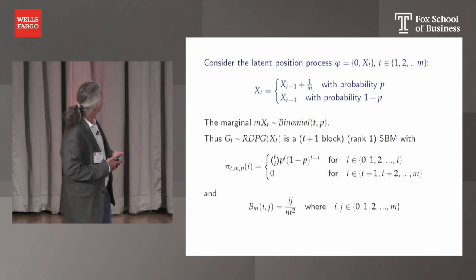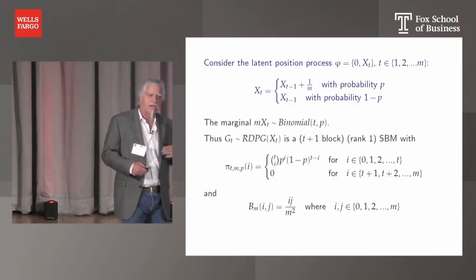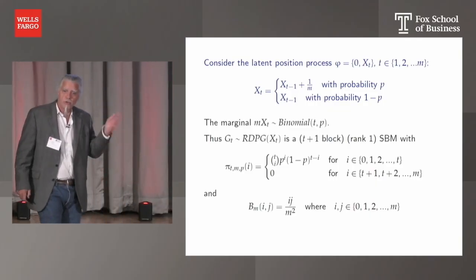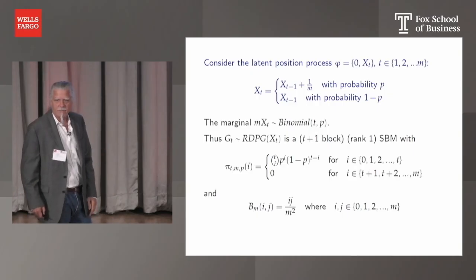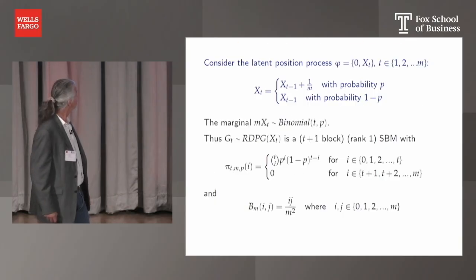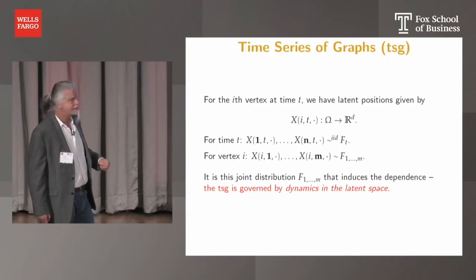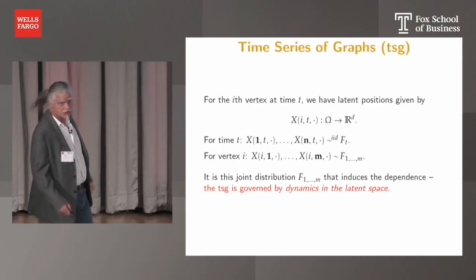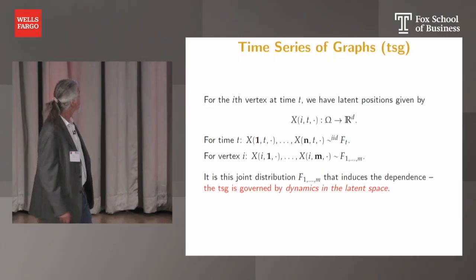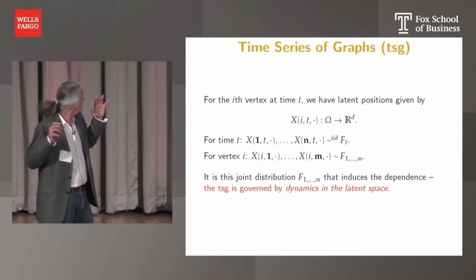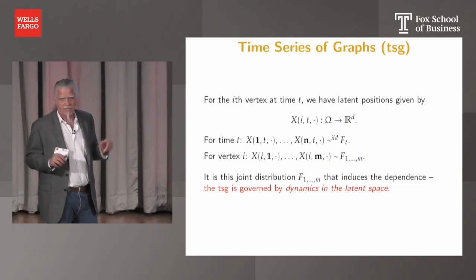We understand the mathematics of it entirely, and it turns out to fit into a dynamic stochastic block model, which if you do networks, you know too much about. And if you don't do networks, let's just say it's the simplest thing that academics came up with a long time ago to study networks. And the idea is that for the ith vertex at time t, I have a latent position given by the process that I just presented. And at time t, all n latent positions are independent and identically distributed.